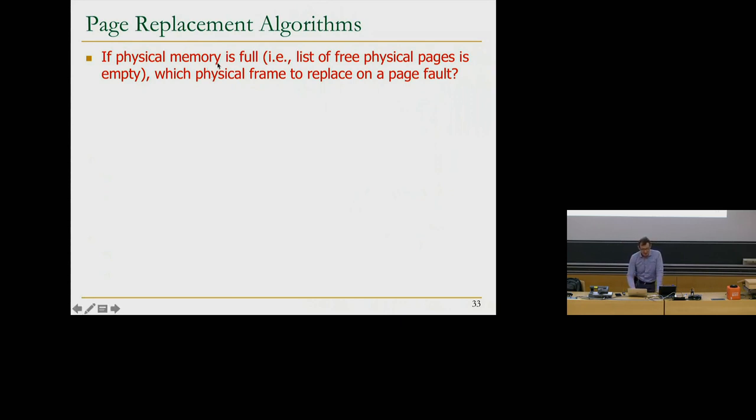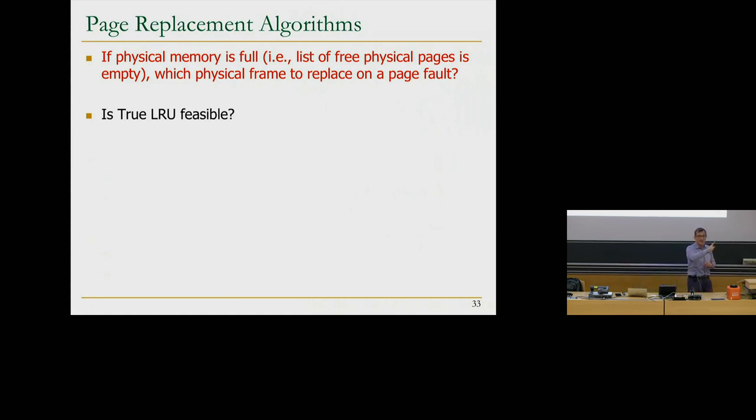So if that list is empty, meaning physical memory is full, which physical frame do you replace on a page fault? So essentially, this is very similar to cache replacement. And if you think about the virtual to physical page mapping, it's really a fully associative mapping. The operating system has complete freedom in terms of which physical page in the physical memory it can map a virtual page to. So any virtual page can be mapped to any physical page in physical memory. So it's really a fully associative mapping, which means that you actually have a lot of freedom in terms of what to replace also.